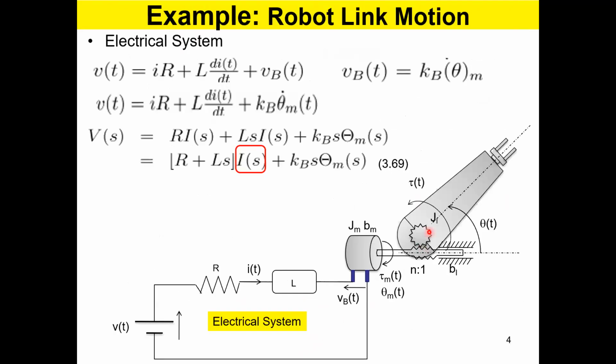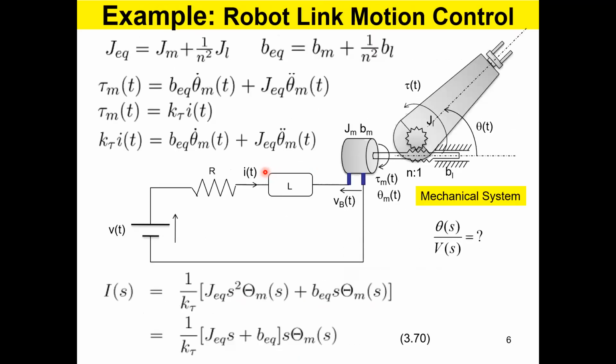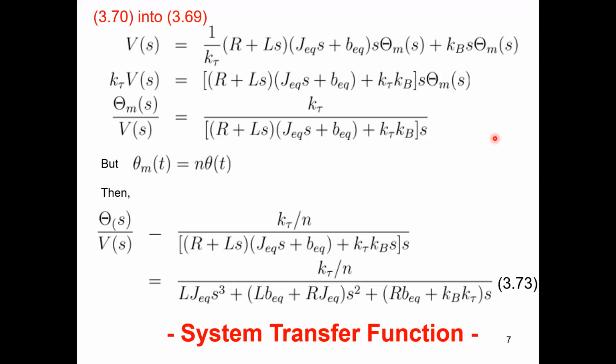Now this equation 3.7 can be used to replace current Is in the previous equation, that is this one, 3.69. This current was not needed. Now we can replace this current with this equation and we bring in additional terms, theta M. So theta M, that's fine, because theta M and theta are related very beautifully, so that we can convert the equation which is in theta M into theta very easily. So this is exactly what we do. We put 3.70 into 3.69.